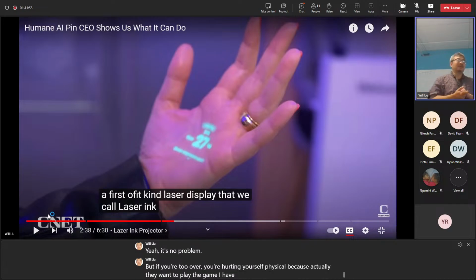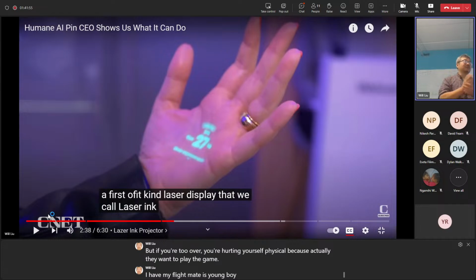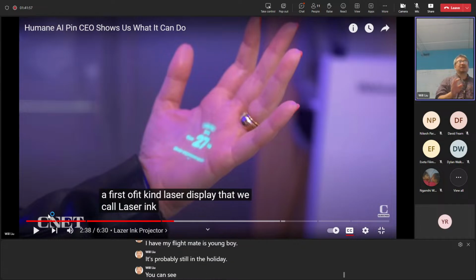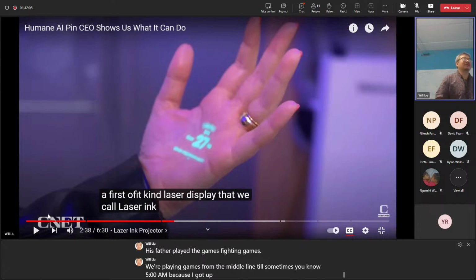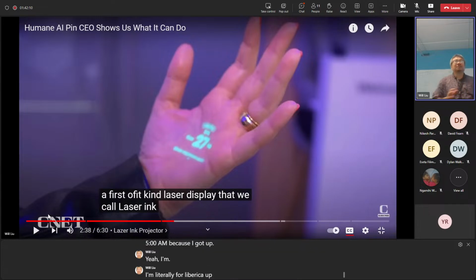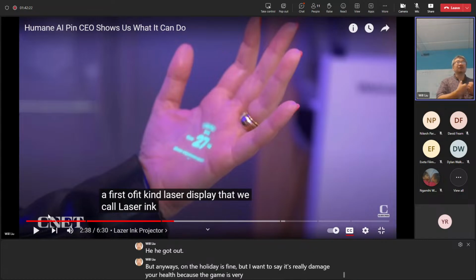My flatmate is a young boy, probably still on holiday. You can see he starts playing the fighting games, killing games, from the middle of the night till sometimes 5 a.m., because I get up then. I'm an early bird. I think he's still playing, and then at 6 o'clock he goes to sleep. The next day maybe in the afternoon he gets up. Anyway, on holiday it's fun, but I want to say it's really damaging your health because the game is very addictive.